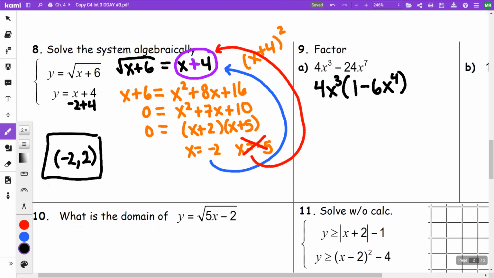So now when I'm looking at this, I want to see if I can factor this further. The 6 is making this not be a difference of 2 squares. The 4 here could have been a difference of 2 squares, but that 6 is fouling us up. That's going to be our final answer. Sometimes when you factor out what you can, that's all you can do.